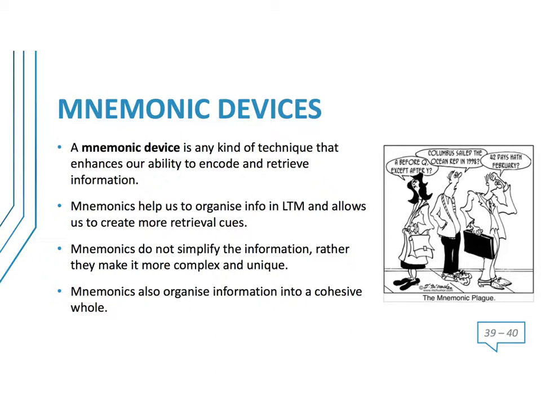A mnemonic device is any kind of technique that enhances our ability to encode and retrieve information. Mnemonics work best during encoding and are best for information that needs to be memorized but maybe not necessarily understood. They help us to organize information in long-term memory, and they therefore allow us to create more retrieval cues. They do not simplify the information, but make it more complex so it can be more easily stored into long-term memory. They also organise information into a cohesive whole, and so when one part of the memory is recalled, the rest of it is as well.